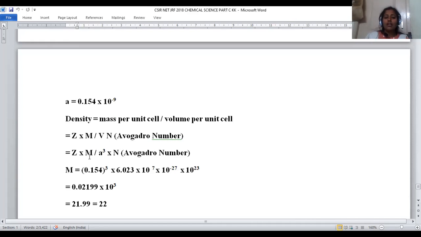So if you want to calculate mass, because the elemental mass needs to be calculated, the elemental mass is equal to 0.154 cube, because A is this one and A cube should be taken here. So Avogadro number is 6.023 into 10 to the power minus 27, and the remaining charge is given by 10 to the power 7. After substituting all these values, this atomic mass is calculated as 0.02199 into 10 to the power 3. So when we make it into the correct form, 21.99, it is almost equal to 22.